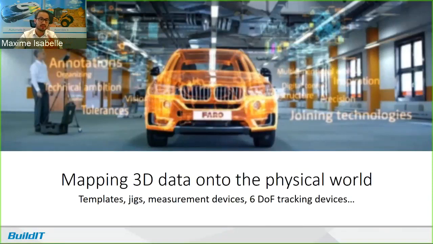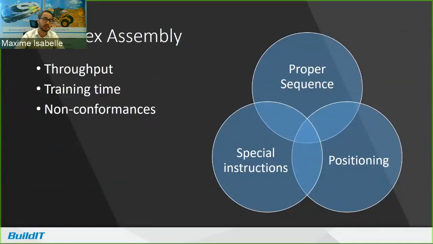There's templates, jigs, measurement devices, and at BuildIT we're very familiar with this because a lot of our clients use BuildIT to assemble jigs using trackers, especially. There's also 6 degree of freedom tracking devices. It tracks all 3 translations and rotations. And there's even the tape measuring method. And with every method, we're trying to improve the same things. Increasing throughput, reducing training time, and reducing non-conformances.